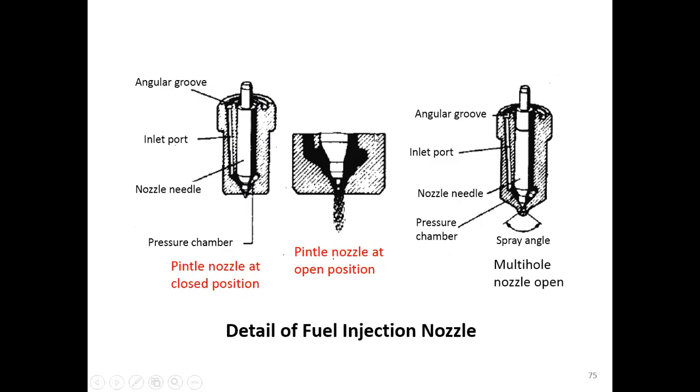Okay, and the middle picture here, when the pintle nozzle is at the open position, the nozzle needle is lifted, so the fuel, represented by the black color here, will flow through this hole into the chamber. This area we call a chamber, a tiny pressure chamber, where the fuel is waiting when it flows into the nozzle. Waiting for what? Waiting for being injected.